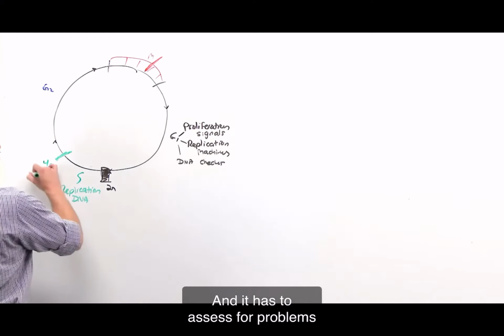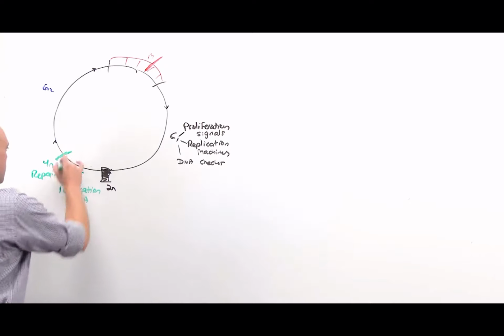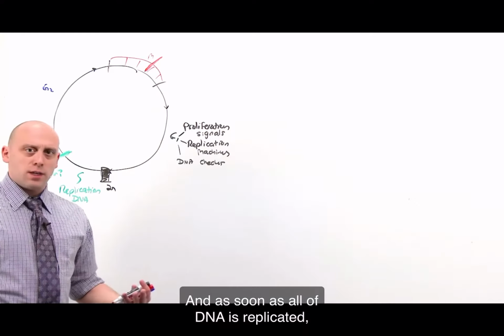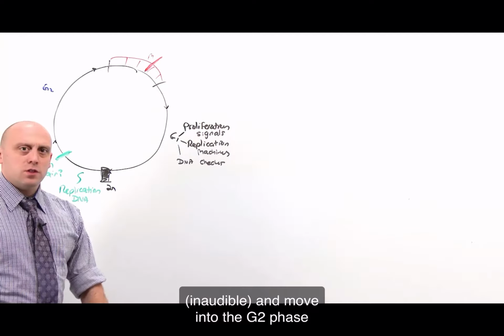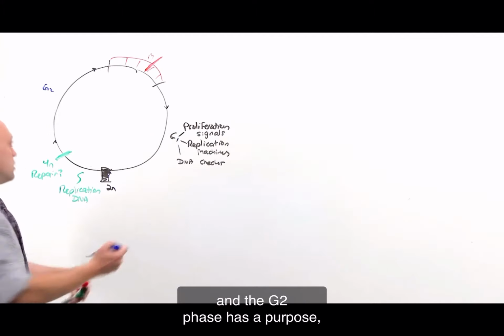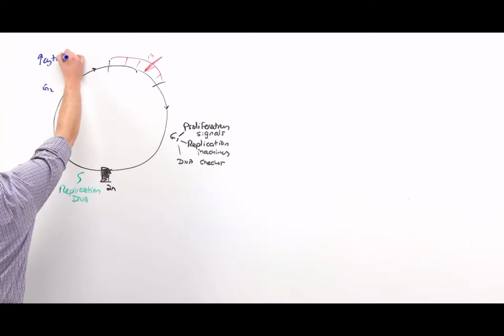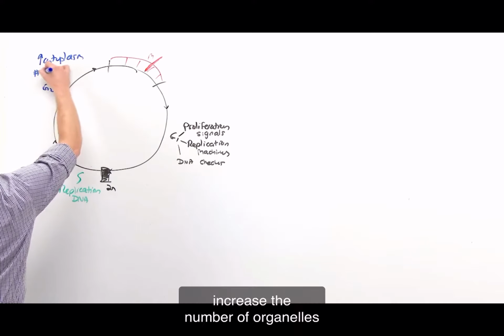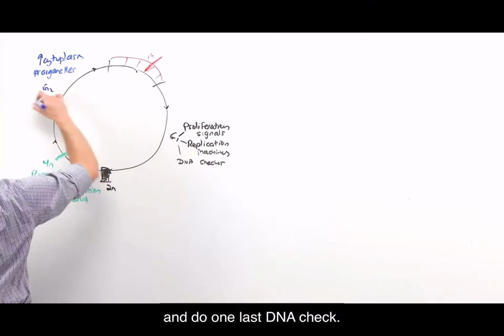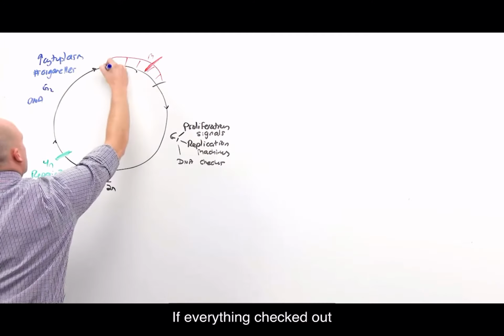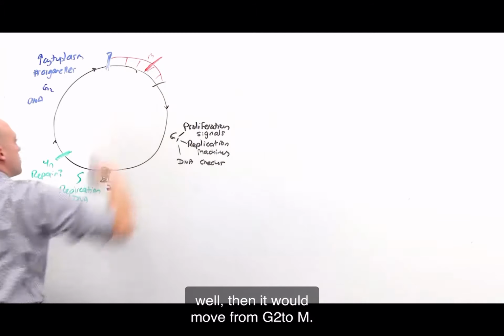And it has to assess for problems. Was DNA repair needed? And as soon as all of DNA is replicated, it can turn off the cellular machinery for its synthesis and move into the G2 phase. And the G2 phase has a purpose. The G2 phase was to increase the amount of cytoplasm, increase the number of organelles, and do one last DNA check. And if everything checked out, well, then it would move from G2 to M.